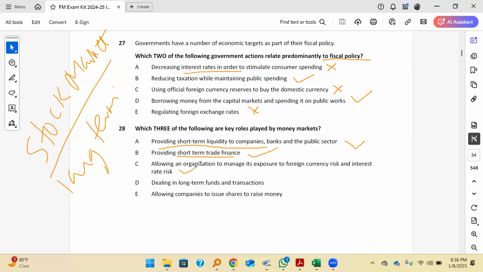So on the money markets, that's where you find the foreign exchange trade happening. Then dealing with long-term financial transactions, that is not money markets, that's the stock market now. And then allowing companies to issue shares to raise money, that's also the stock market. So here, these are the three roles of a money market.